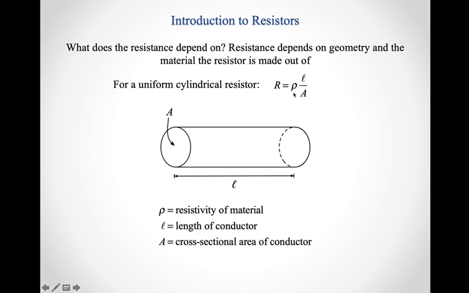So rho here is the resistivity of the material again. L is the length of the conductor. So we've built our resistor out of some material. L is the length of our resistor. What's the length of the cylinder? And then A is the cross-sectional area of the cylinder. So these are the only parameters, two of them geometric, one of them telling you about the material, that the resistance depends on.